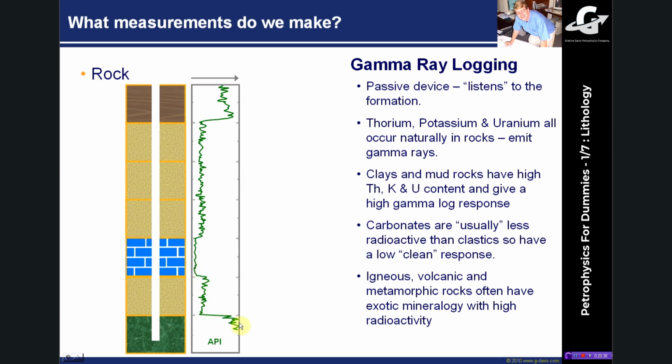And of course, once we go into the basement, in this case, I've given it quite a nice high gamma ray response again. So this is what we call a wireline log. It's a trace of a measurement made in a wellbore from which we can make various assumptions and calculations and get a feel for the types of rocks we have.